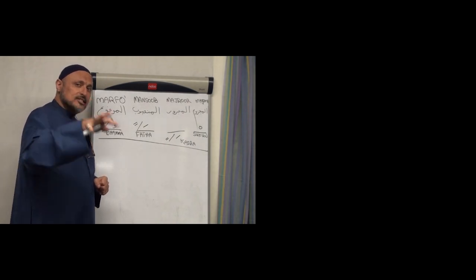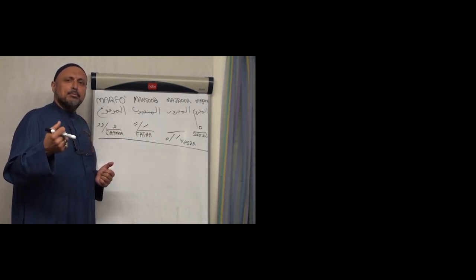So quickly, marfu', the obvious example is the subject, okay? Who does the action, who does the verb. Mansub, the obvious example is the object, who the action is done upon. Majroor, an obvious example is a possessor, the one who possesses a thing. Kitabu Muhammadin, book of Muhammad, is majroor. Majzoom, we are going to talk about it later.